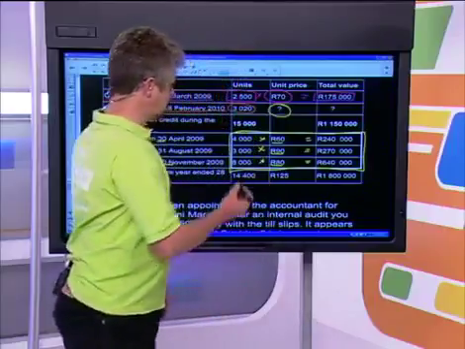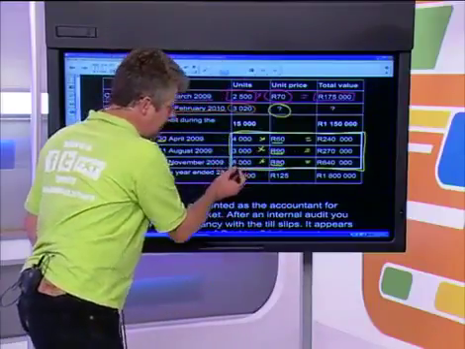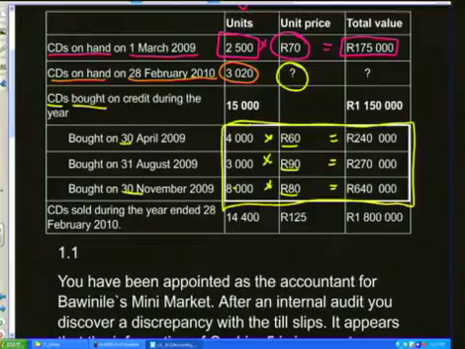A weighted average is not just adding these four prices together and dividing by 4. That would give you the average price, but the thing is that we bought 8,000 CDs at 80 Rand and only 4,000 CDs, so half that number, at 60 Rand. So there's a difference between the number of units that we have in the different prices.